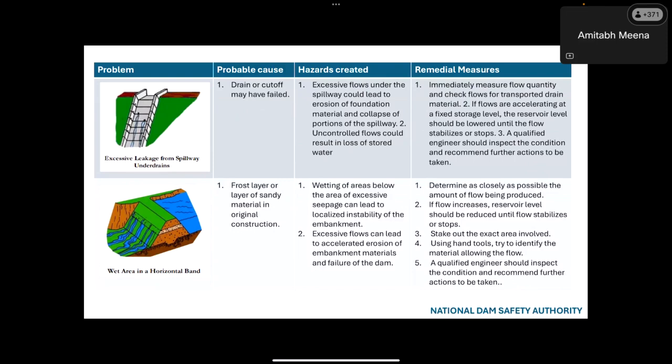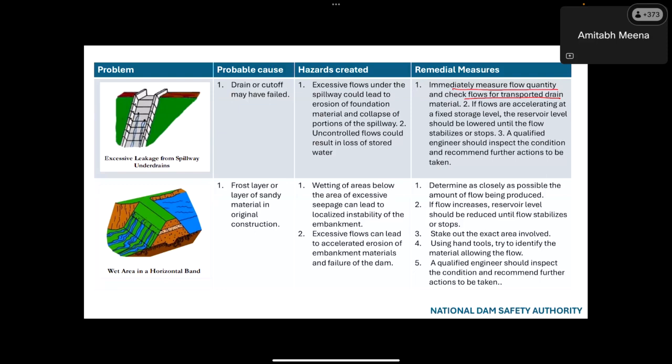Similarly, there may be leakage from spillway underdrains also. Immediately measure flow quantity and check flow for transported materials. If flows are accelerating at a fixed storage level, see, in the case of seepage also, if the storage level is the same and the flow is increasing, then it's a sign of seriousness. It means the opening is increasing. If the flow is increasing due to an increase in the water level in the dam, then that's because of the higher head.